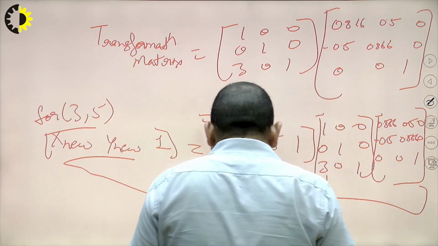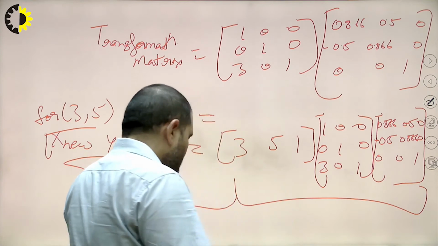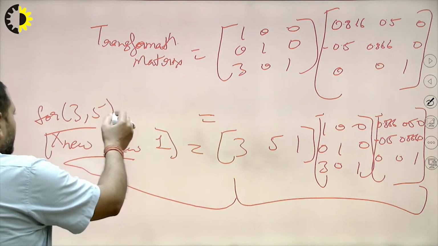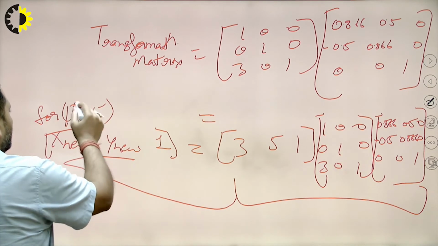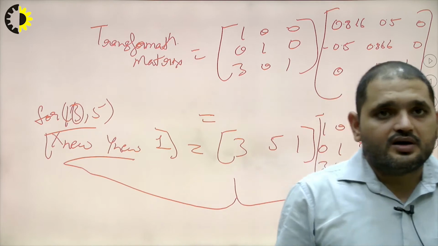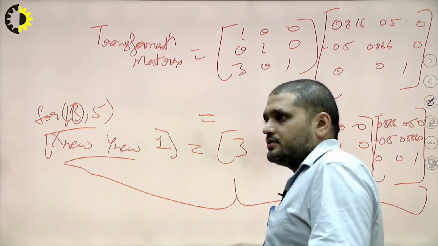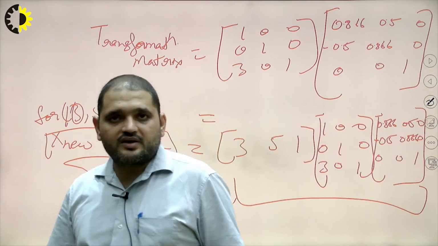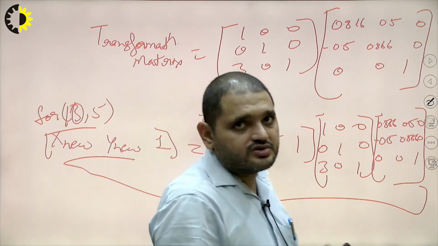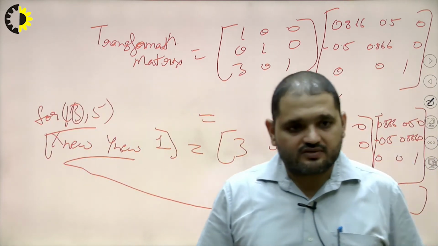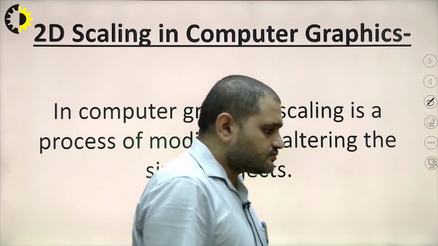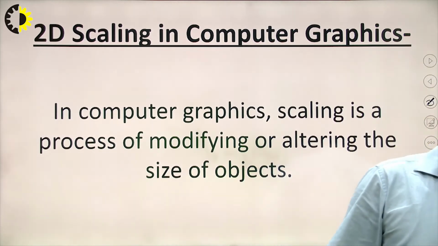Okay, so the new coordinates can be calculated, and likewise the new coordinates for this point (10, 5) can also be calculated. So I hope you understood how to find the translation matrix or rotation matrix and how to do the transformation using these translation and rotation matrices. Now moving on to scaling, how we do the scaling in computer graphics.